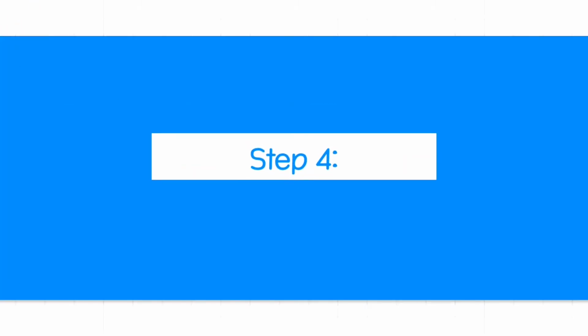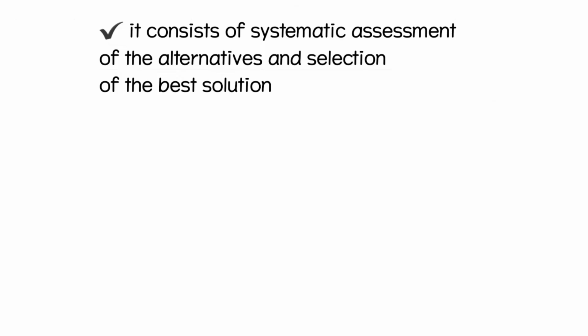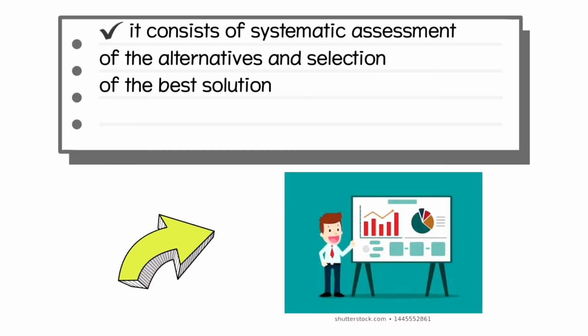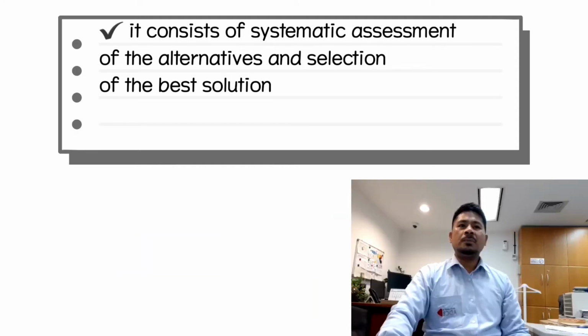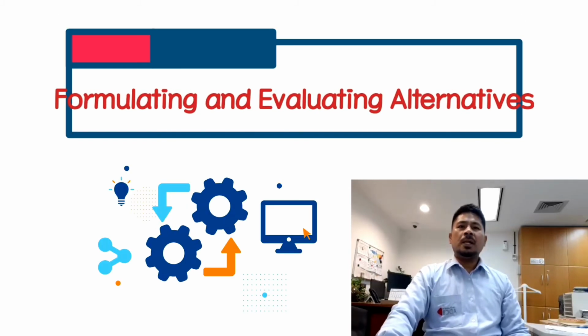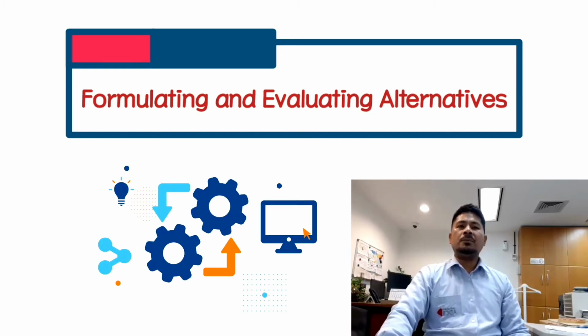Step 4. Evaluate alternatives and select the best. This step consists of a systematic assessment of the alternatives and the selection of the best solution among them, based on the original definition of the problem and objectives. Formulating and evaluating alternatives.